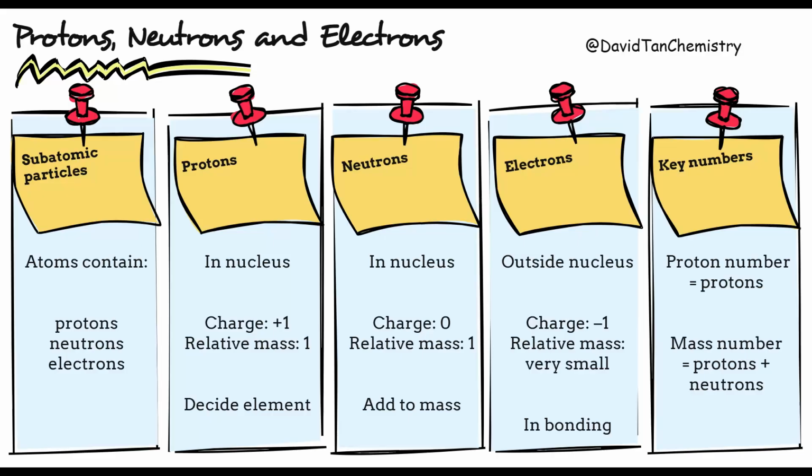Key idea: protons decide the element. Neutrons add to the mass, and electrons are involved in bonding. Once you understand these three particles, it becomes much easier to understand atoms, ions, and chemical bonding.